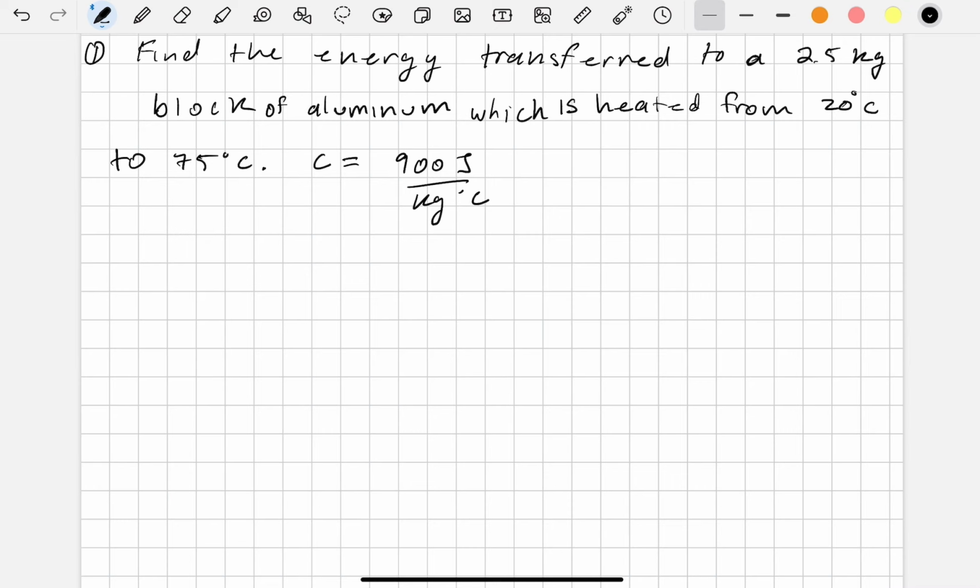One thing that I do want to note in here is that the change in temperature will be the final temperature minus the initial temperature, which in this case is just the final temperature, which was 75 degrees, minus 20 degrees. If we subtract that, we get 55 degrees Celsius.